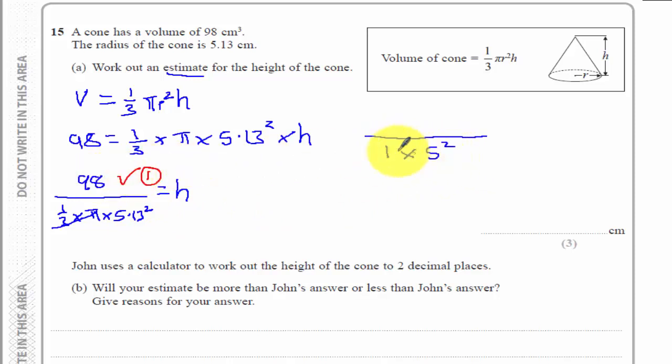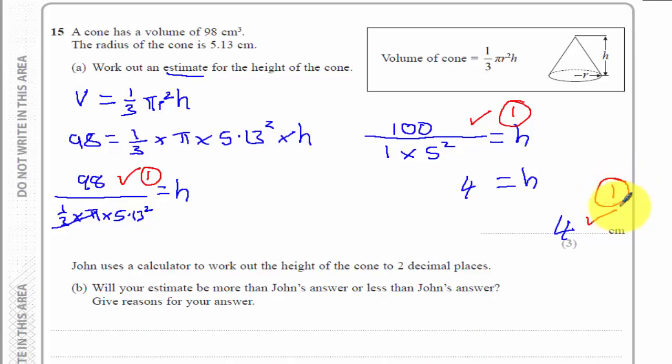I can already see this is going to be 25, and I know that 25 goes into 100 well. So I'm going to estimate the 98 on the numerator to be 100. I've now got my second mark. So 1 times 5 squared is 25. 100 divided by 25 is 4. Any answer between 3.5 and 4.5 will get you a third mark, as there were different ways of rounding this.